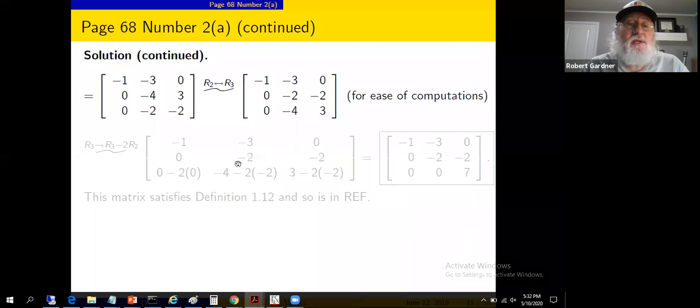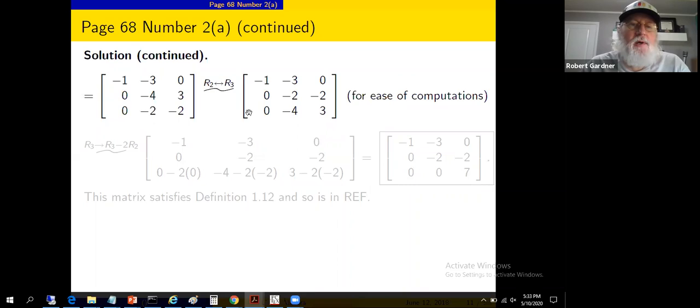Okay, we'll have this in row echelon form if we can get a 0 there. I propose we do the following. Let's swap rows 2 and 3. Swap rows 2 and 3 for ease of computations. I'm avoiding fractions.